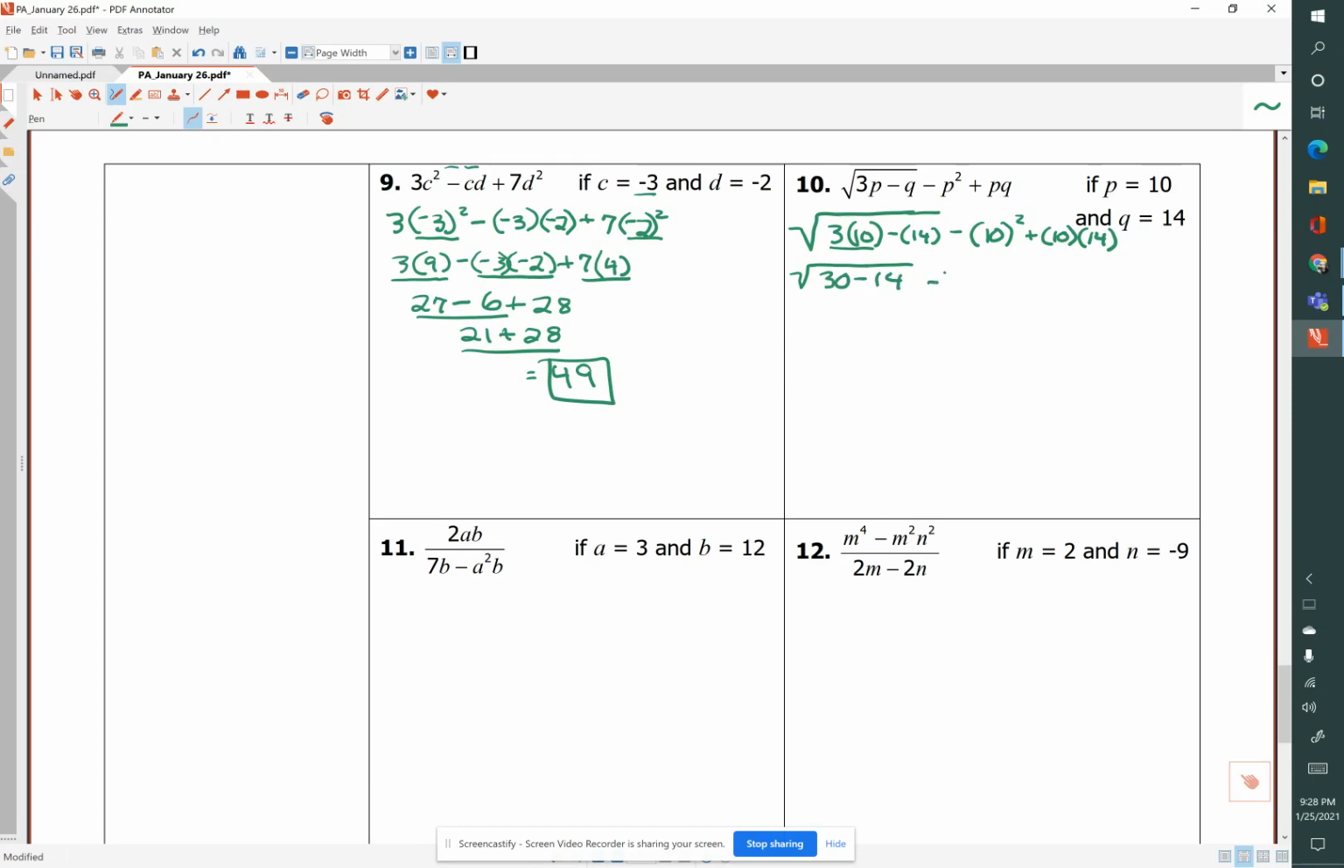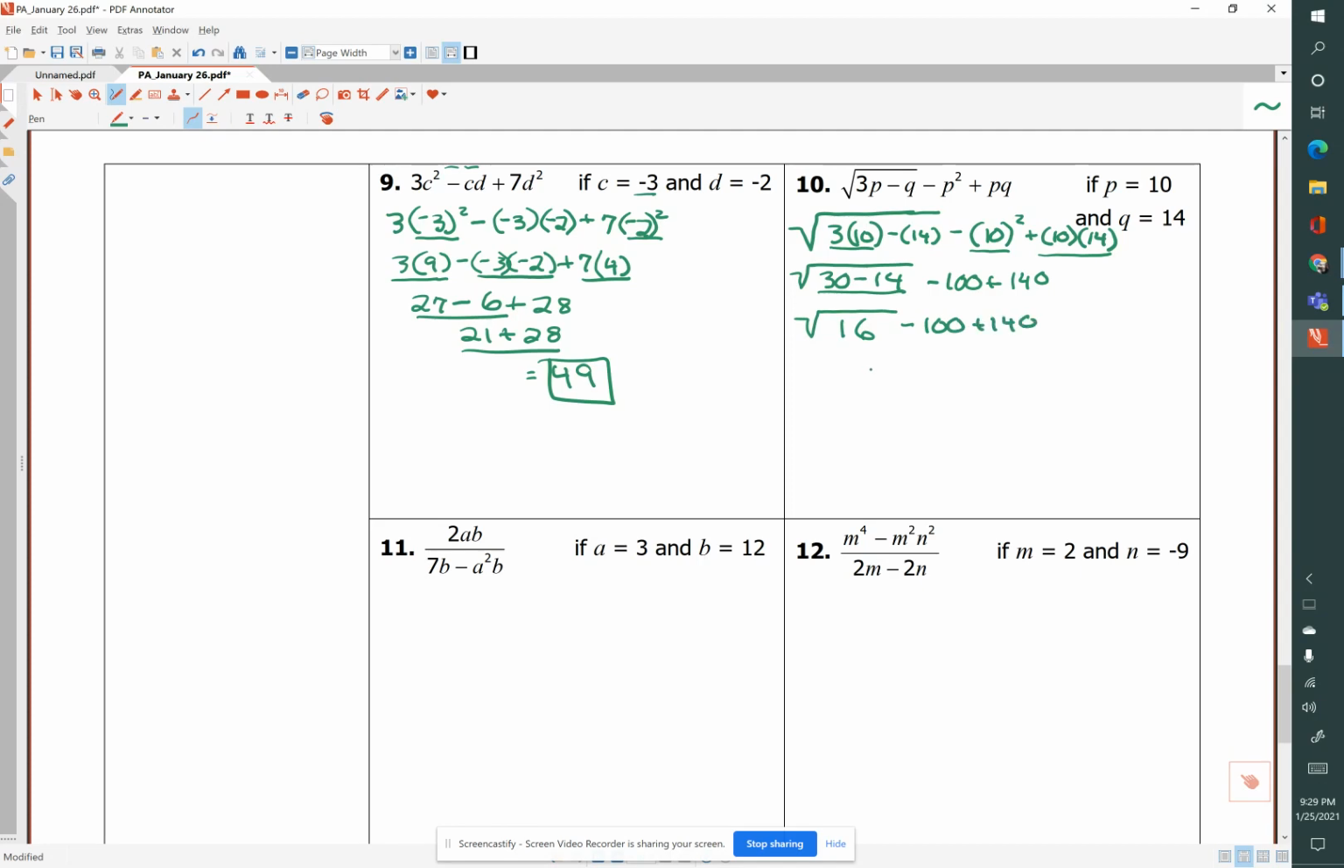And we can also do this exponent, minus 10 times 10, which is 100, plus, and we can do this multiplication, 10 times 14, which is 140. Let's go back to the radical. We have the square root of 30 minus 14, which is 16, minus 100 plus 140.